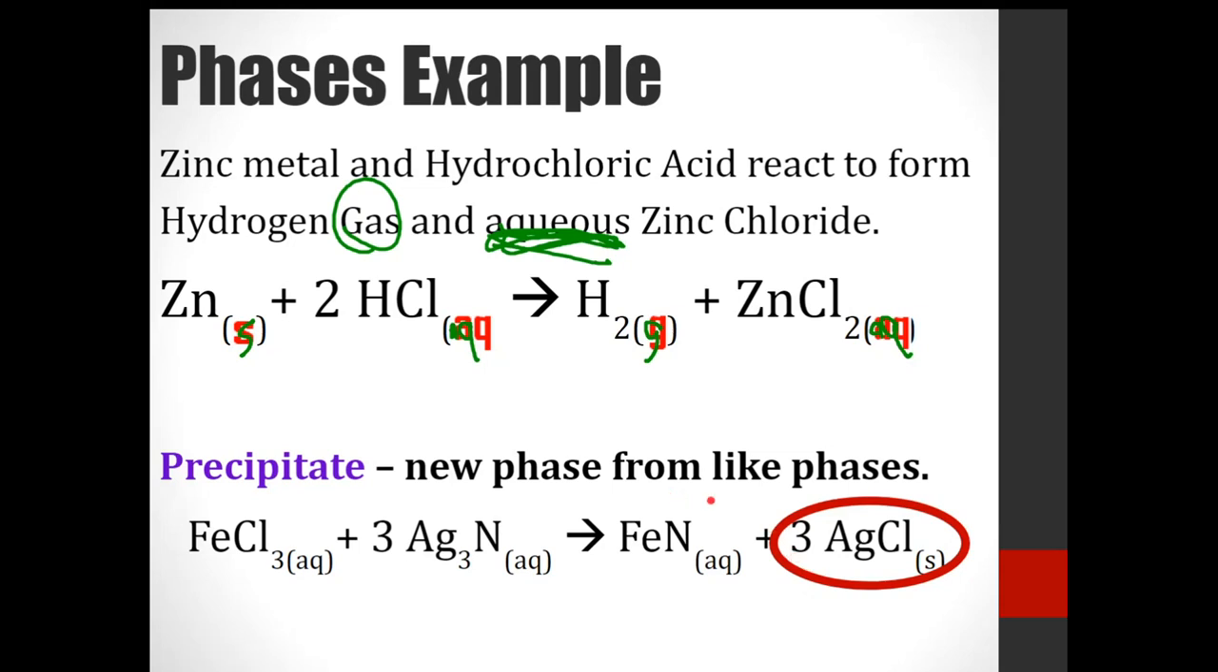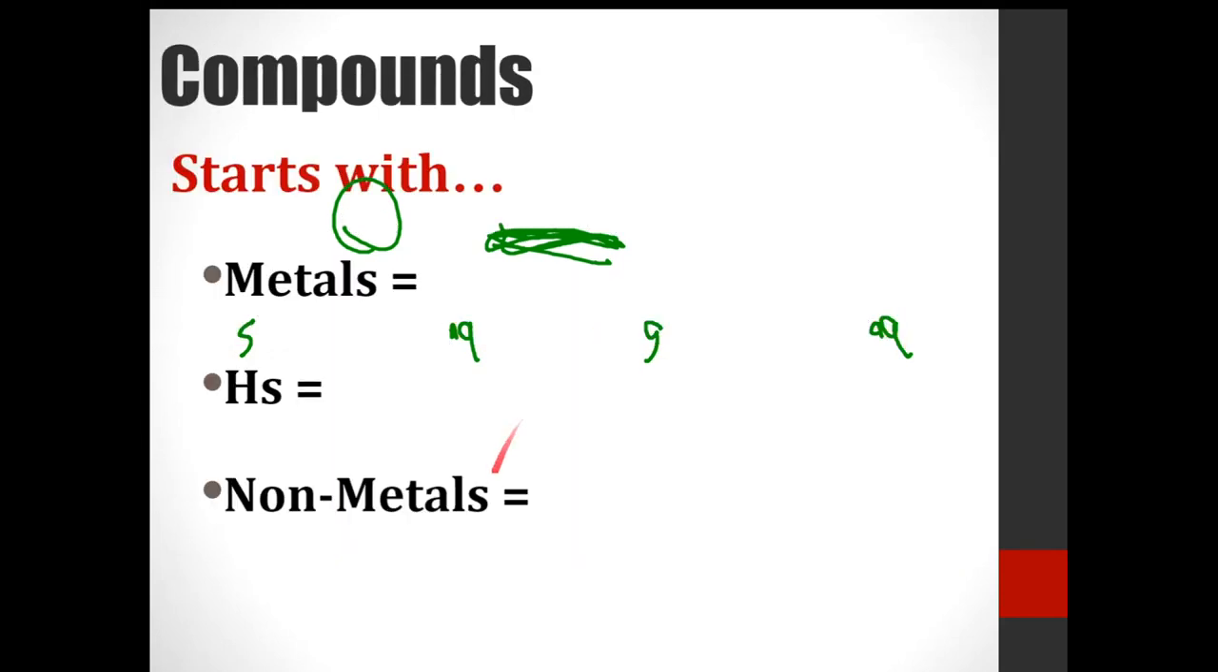This is the same thing for rain. Rain is 2 gases, hydrogen and oxygen, mixed together to form water. That water becomes a liquid, so 2 gases make a liquid. That is also a precipitate. That's why we call it precipitation.